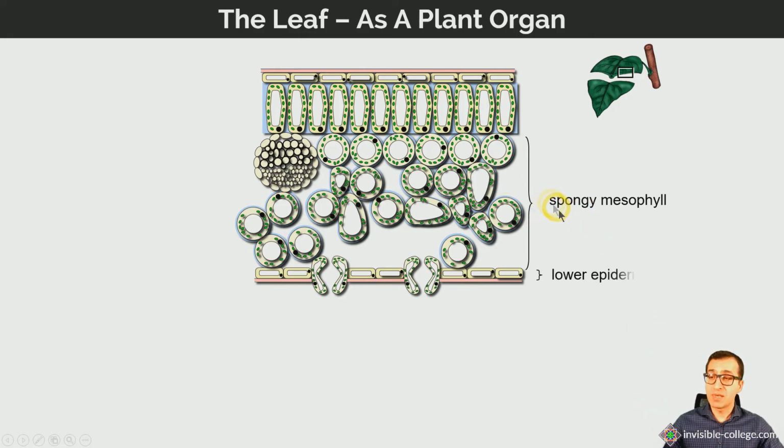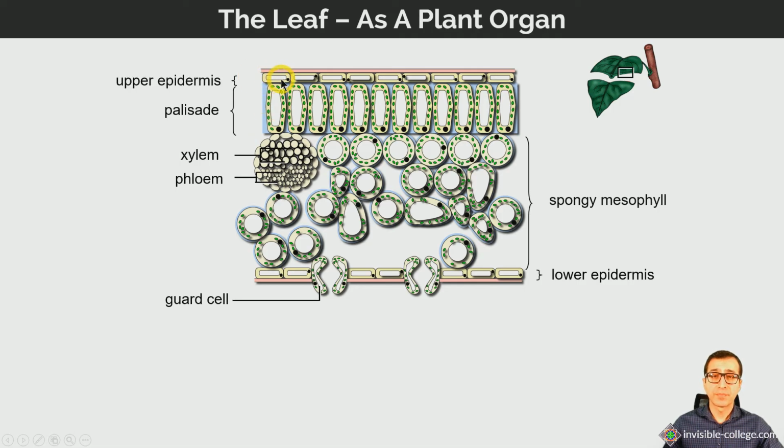So again, you have spongy mesophyll, you have a lower epidermis, and you have these guard cells. The guard cells are specialized cells which are responsible for regulating the entry and exit of water vapor, and also open and close to allow carbon dioxide to diffuse in to the photosynthesizing cells that need it, and also oxygen to diffuse outwards. So here we can see the xylem and the phloem tissue within this vascular bundle, and here again we see the palisade mesophyll and the upper epidermis.